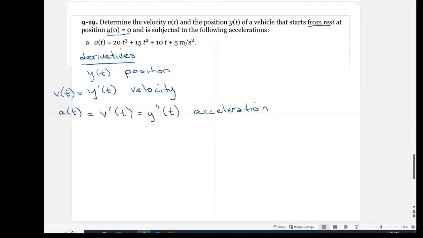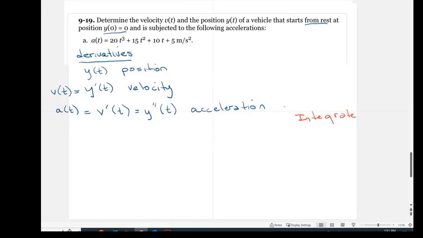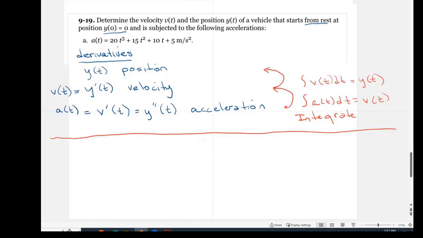When I integrate, we're going backwards. If I have acceleration, I integrate and I get velocity. When I have velocity, I integrate and get position. The integral of a of t dt is equal to v of t. And the integral of v of t dt is equal to y of t. Basically, derivatives and integrals are inverses of each other. They just do the opposite.